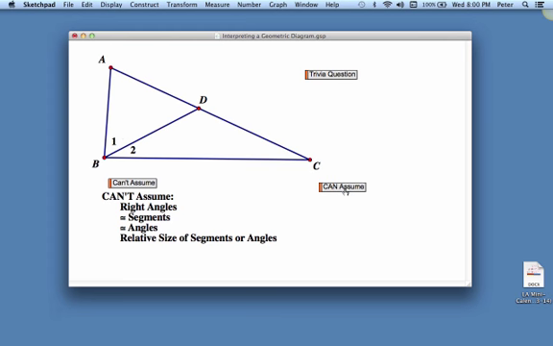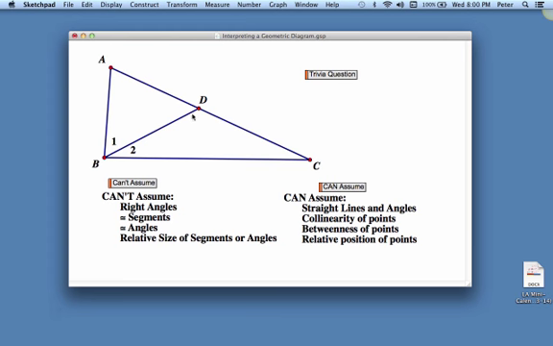Okay, then what can we assume? Well, you can assume straight lines and angles. So AC is a straight line. I can be sure of that. I can be sure that ADC are collinear and that D is between A and C. Finally, I can assume the relative position of points, which is to say that if I were to look at this, I know that B is not on AC, that it is not between AC.